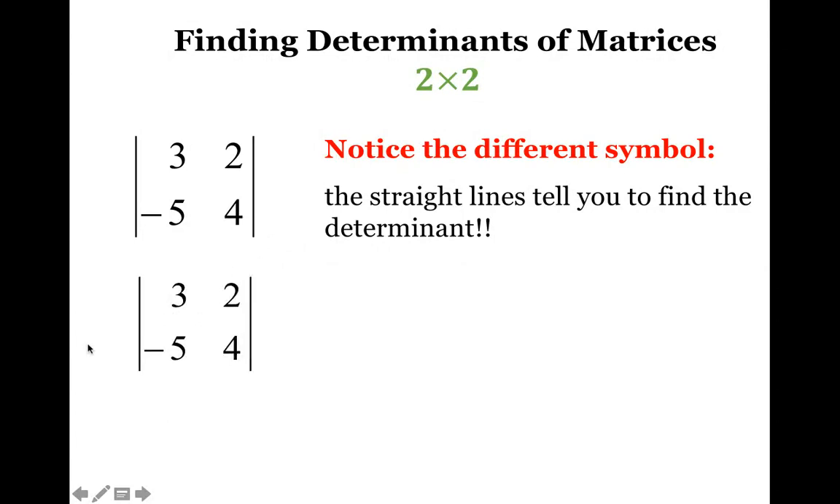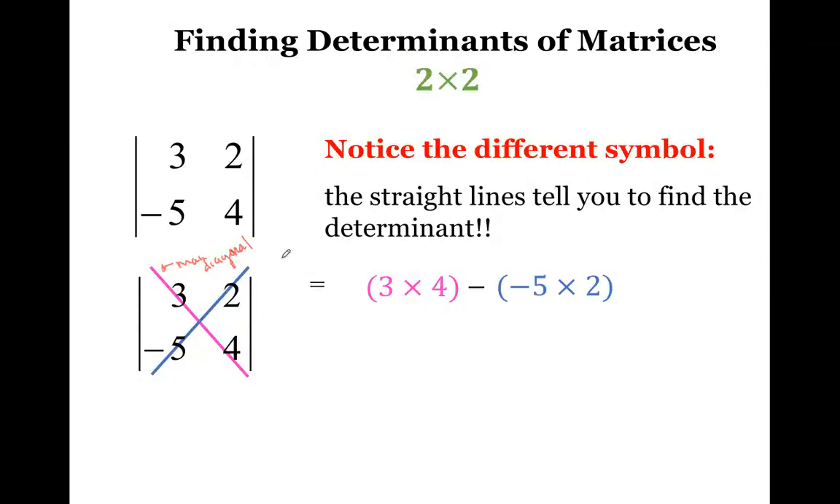So to find this determinant, I'm going to multiply. This is the main diagonal. I'll write some notes. This is the main diagonal. What's the other one called? I'm forgetting the name of the other diagonal now. All right, so 3 times 4, and then I'm going to subtract the other diagonal, negative 5 times 2. So you get 12 minus negative 10, which is 22.